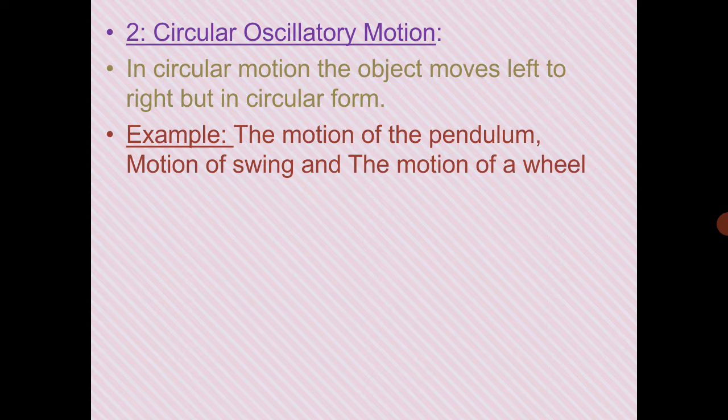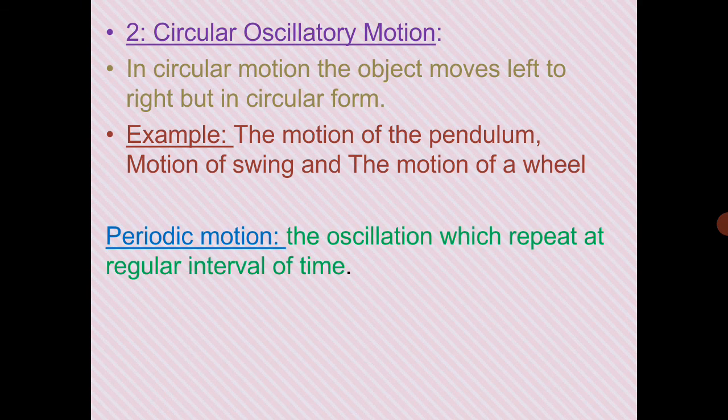For example, the motion of a pendulum. When a pendulum is hung from some support and then oscillated, it moves back and forth about the mean or equilibrium position, but the motion is circular. Similarly, a wheel also rotates around its axle back and forth, but the motion is circular. Similarly, the motion of a swing is also an example of circular oscillatory motion.